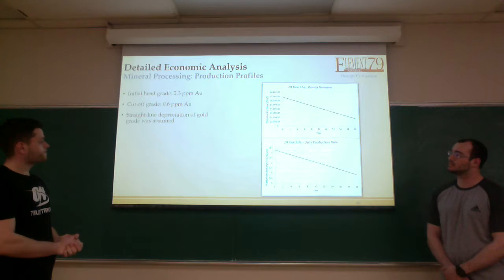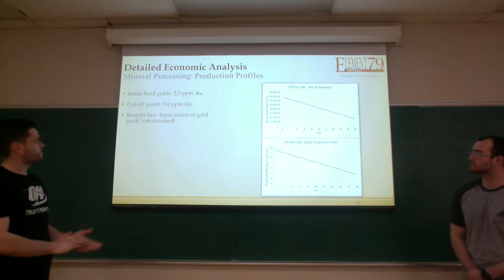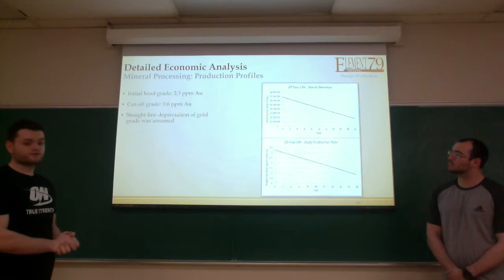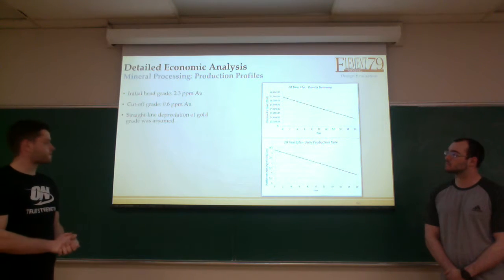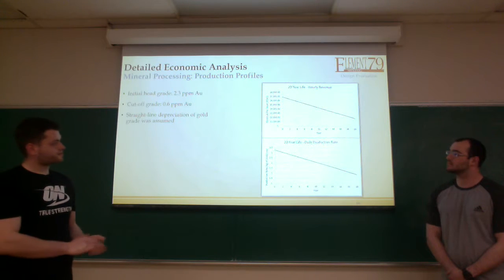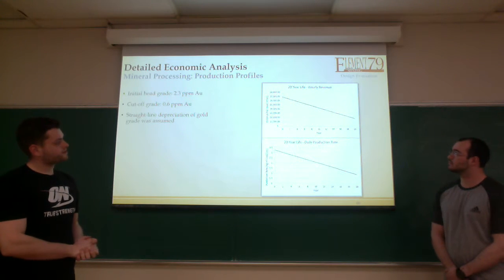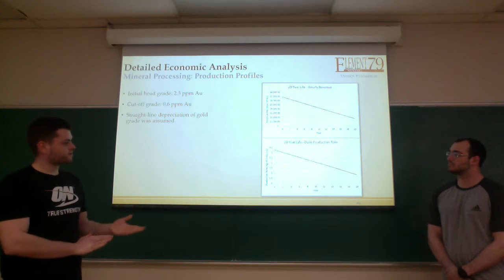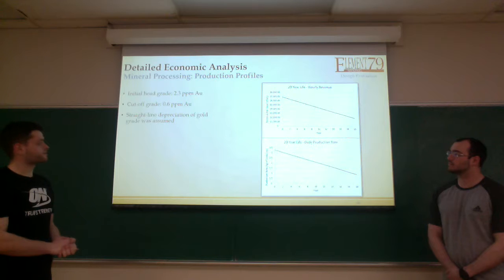For the production profiles, as you can see, the initial head grade was 2.3 ppm, and then it goes down linearly to 0.6, which is where we cut off the mine. So we assume a straight line depreciation of gold. As you can see, we used the 20-year as a basis in this example. Over the 20-year period, it goes down linearly in both cases of hourly revenue and daily production rate.